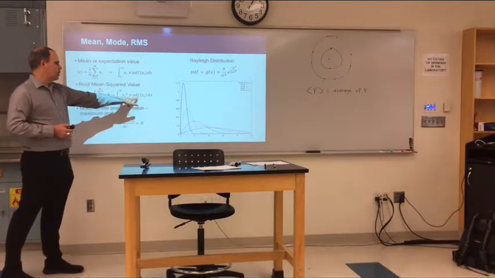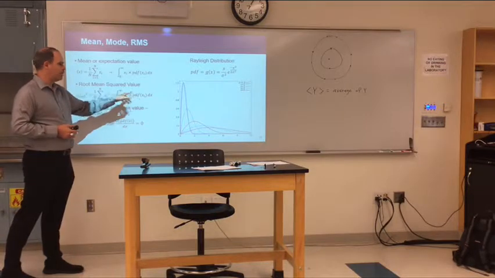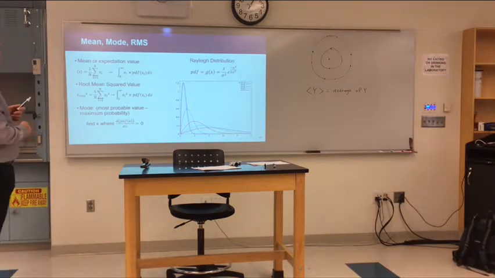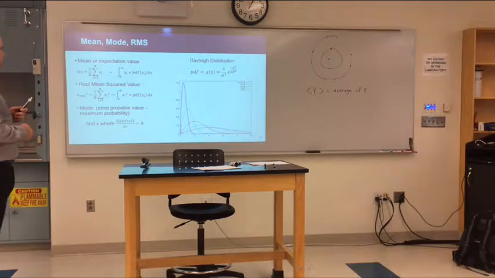Plugging it in using a probability distribution function, it would be x squared times the PDF integrated from your lowest value to their highest value. Right, so this is the root mean squared. A lot of times there are values that we want to know the average of the squared value, and so that's how we find it.